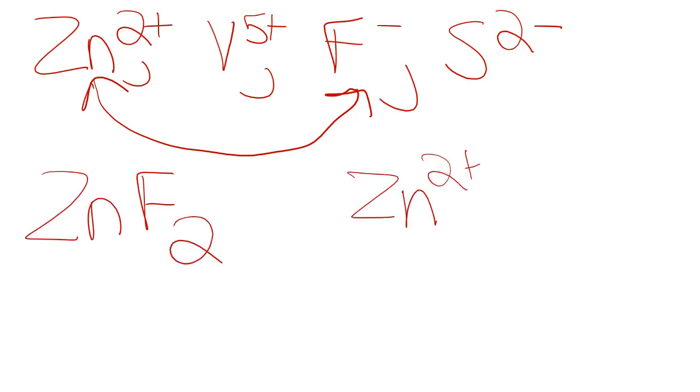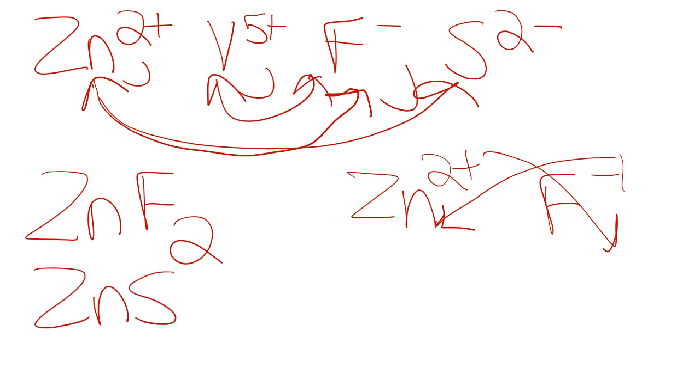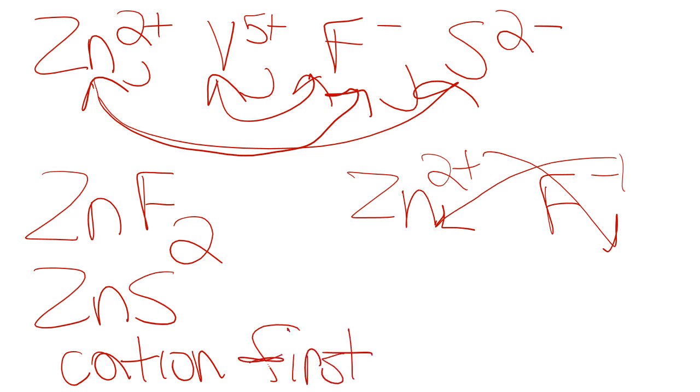Now, I hate teaching the crossover method, but it works. And then zinc and sulfur, ZnS. Then vanadium. Keep in mind the positive always goes first, so cation first. Now, would it be nice to let the anion go first sometimes? Yeah, but you know how cats are.